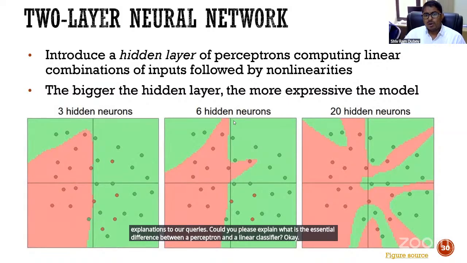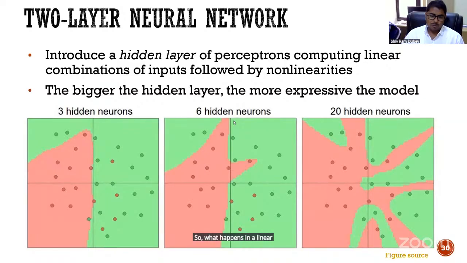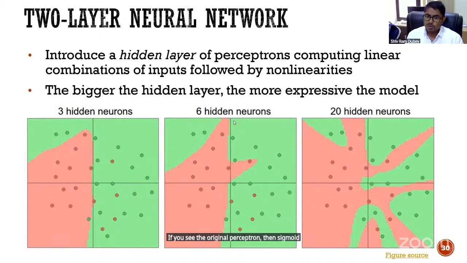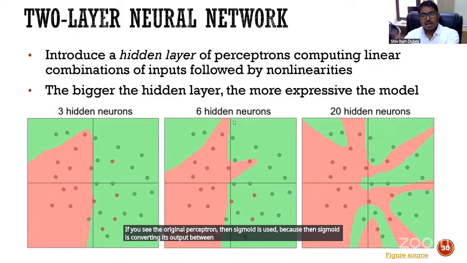Okay, so what happens in a linear classifier, we take the sign of W dot X plus B if we have a linear classifier for 2 classes. But in the perceptron, we do not take the sign, rather we take any non-linear function. That non-linear function could be sigmoid. If you see the original perceptron, sigmoid is used because sigmoid converts its output to between 0 and 1. Then it can also be considered as a probability, because if any output is between 0 and 1, then that can be treated as the probability for any particular problem.